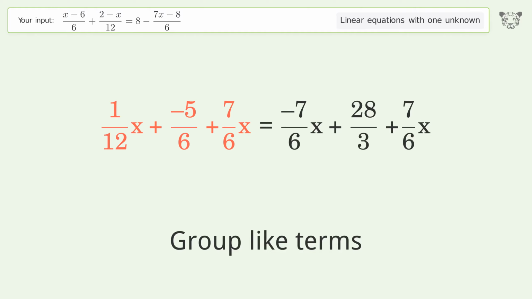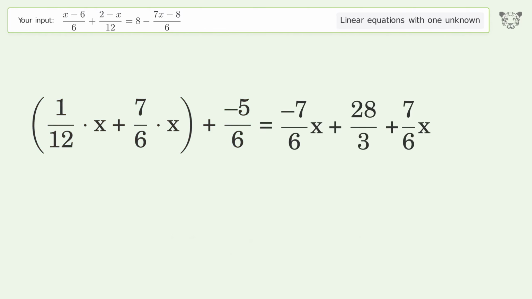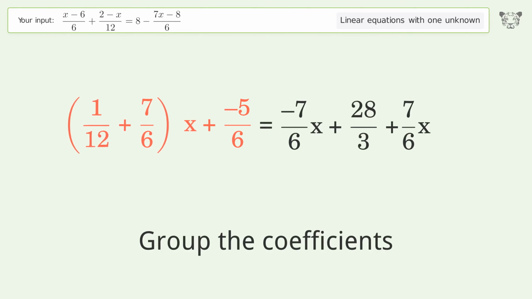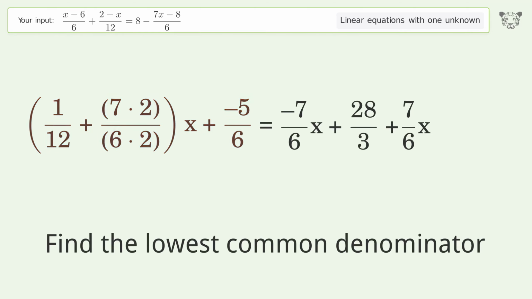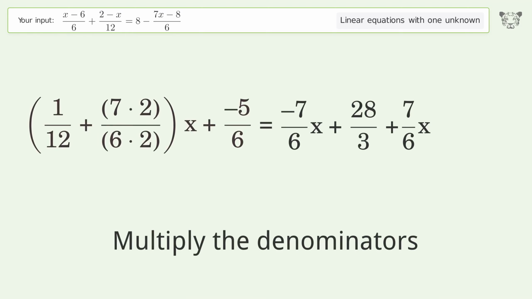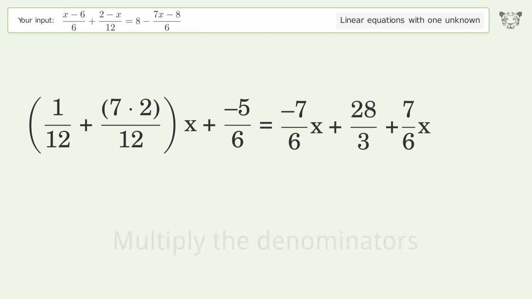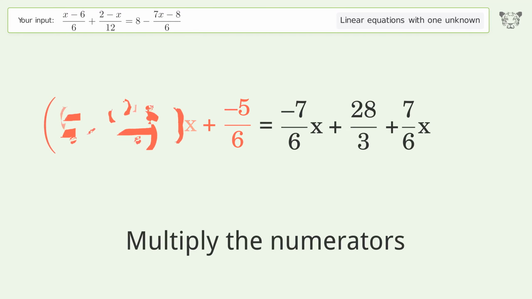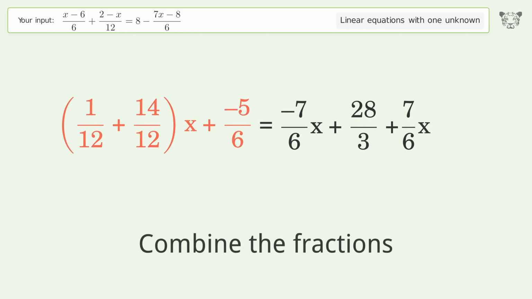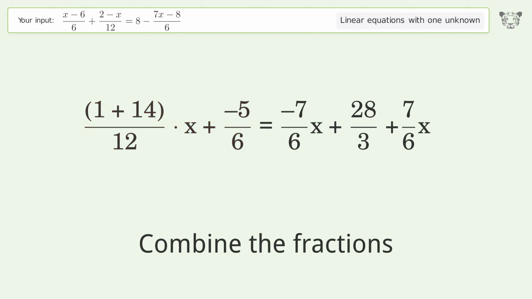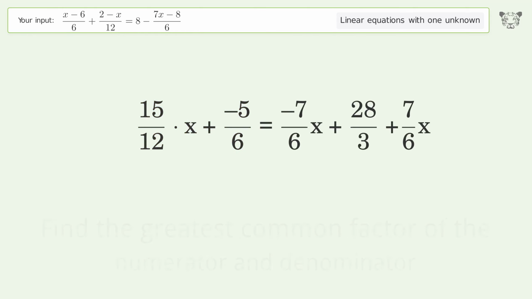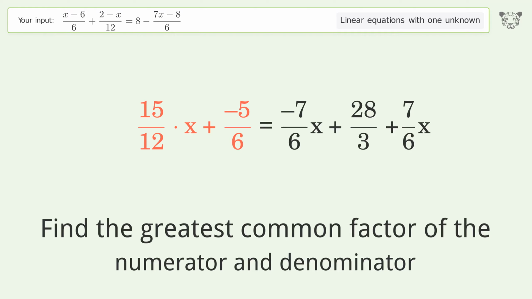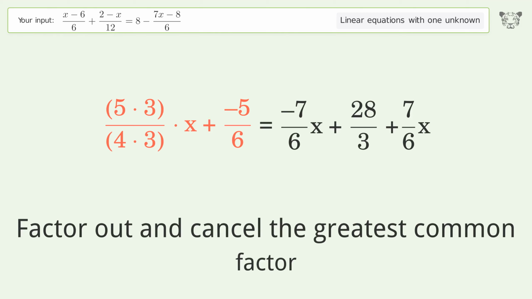Group like terms. Group the coefficients. Find the lowest common denominator. Multiply the denominators. Multiply the numerators. Combine the fractions. Combine the numerators. Find the greatest common factor of the numerator and denominator. Factor out and cancel the greatest common factor.